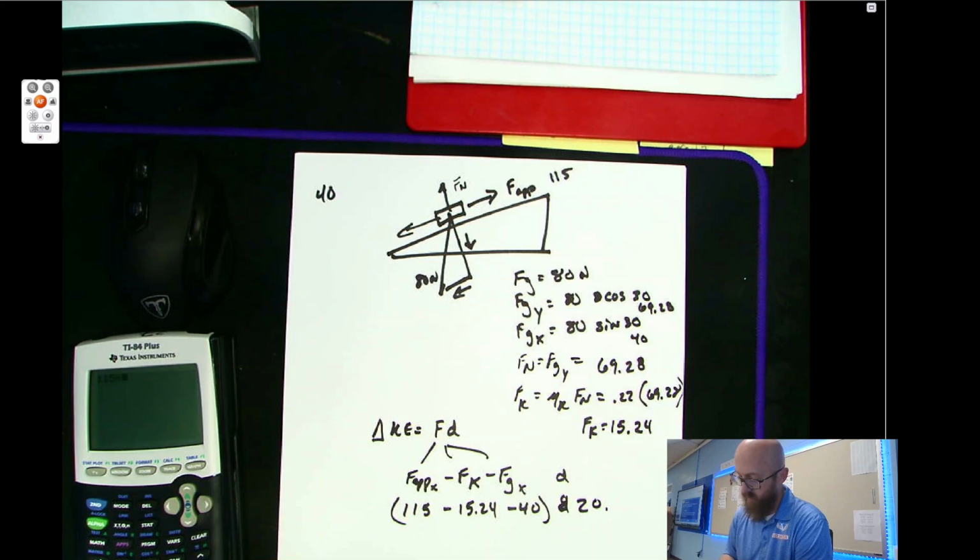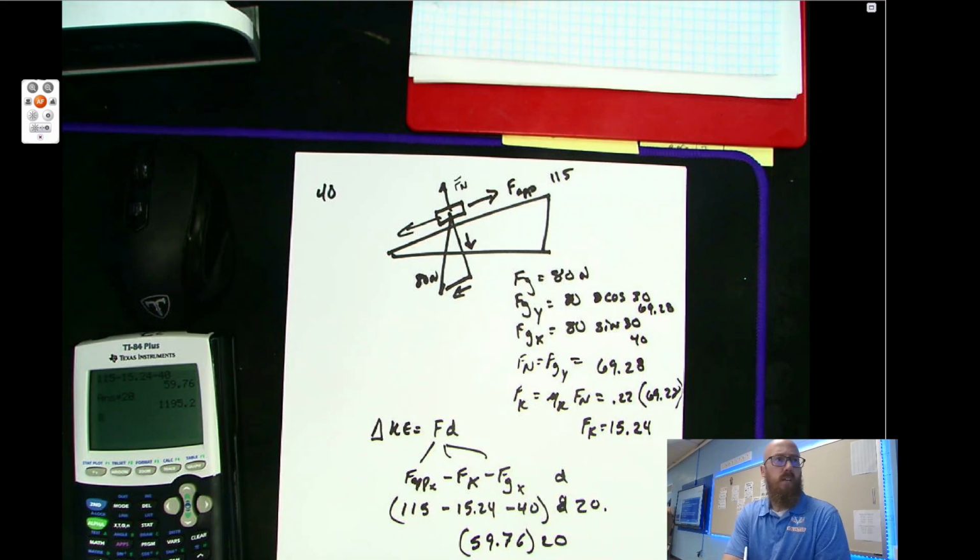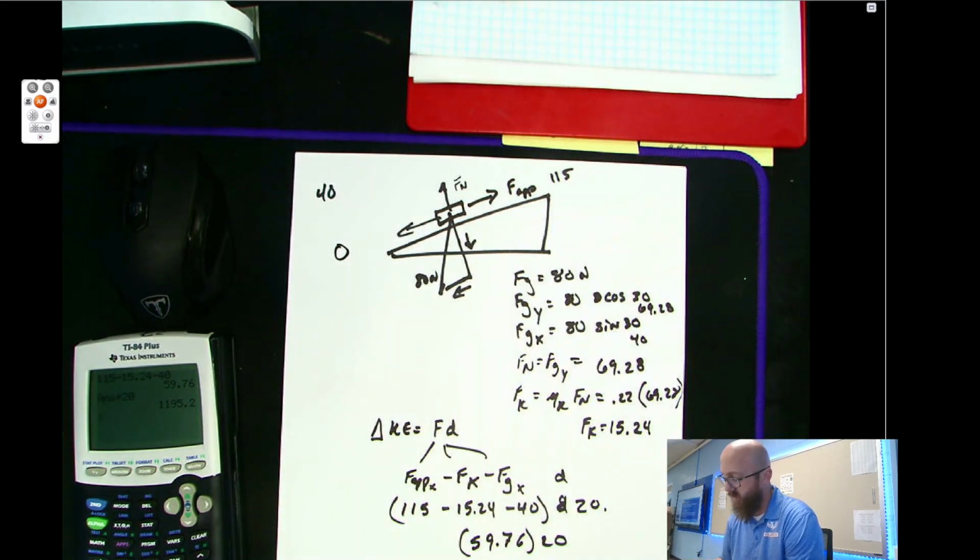So let's try it. 115 minus 15.24 minus 40 is 59.76 times 20. Change in kinetic energy equals 1195.2. You should probably round that, I would imagine. So does that answer the question? Calculate the change in kinetic energy. If we assume we started at 0, that's how much kinetic energy it changed.